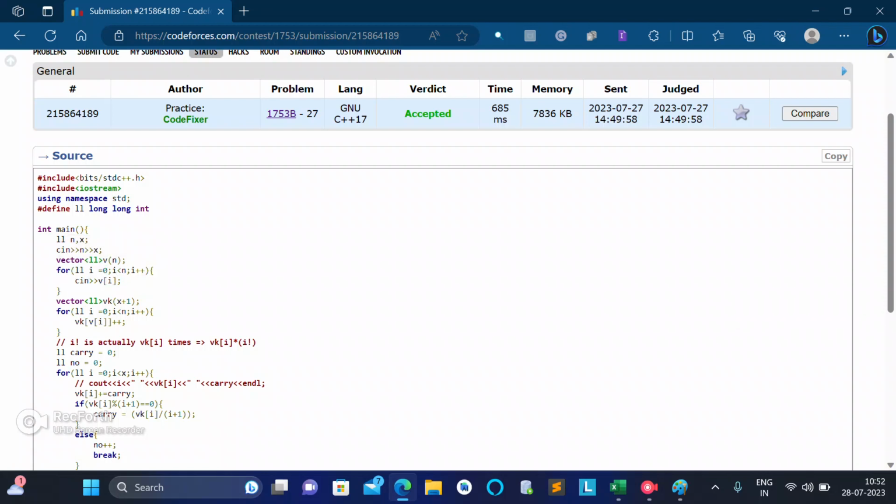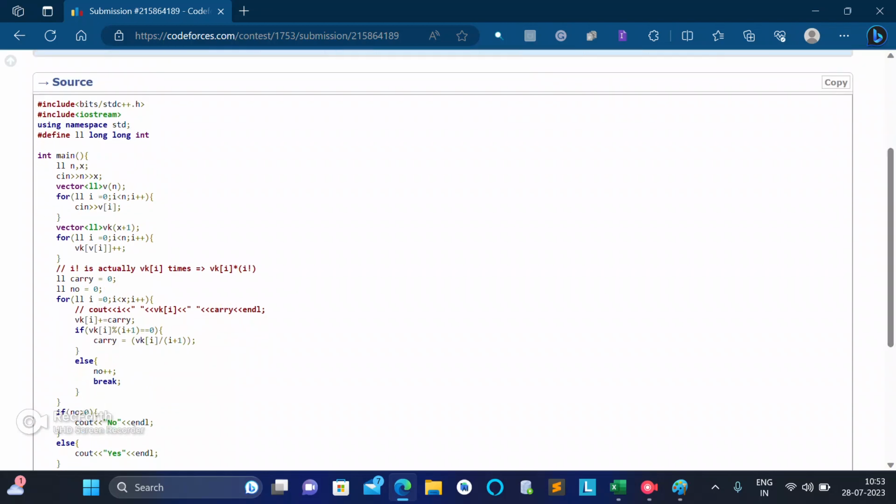First I made a vector vi, then I made a vector vk of size x plus 1. Then from i equal to 0 till i less than n, I am traversing vi. I am storing how many zeros are present, how many ones are present in the section in the form of vk of v of i plus plus. That is, suppose I want to know how many values of 2 are present, I will write the value of vk of 2. So it means that vk of i represents that i factorial is present vk of i times.